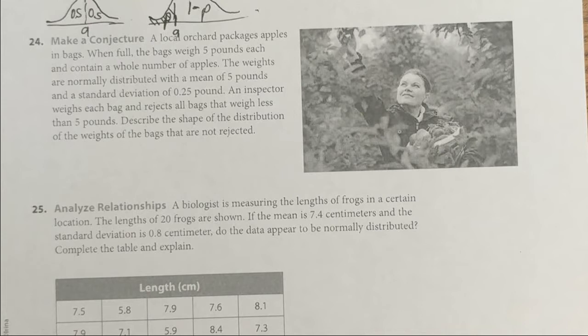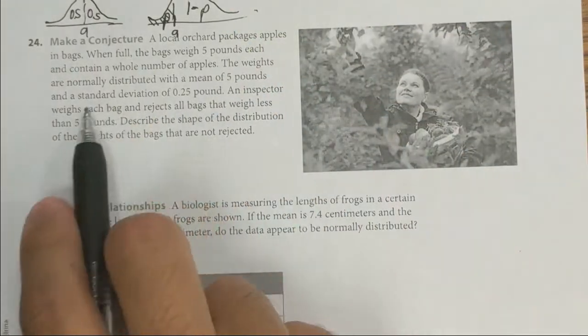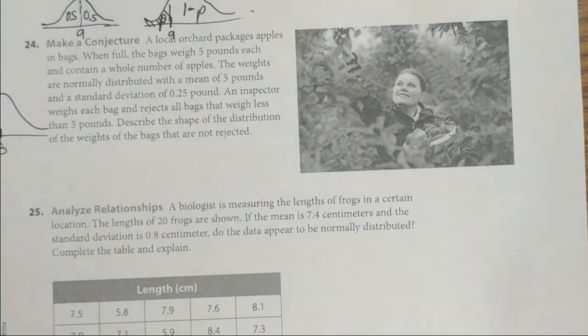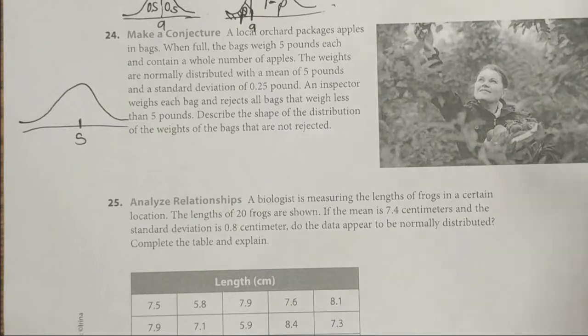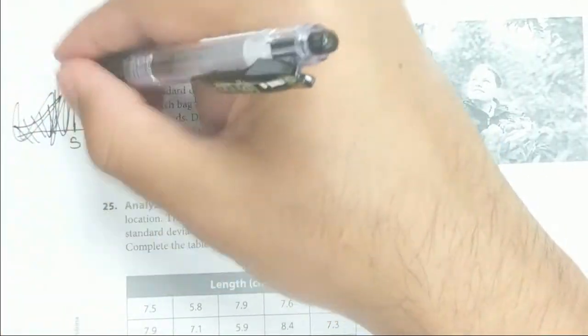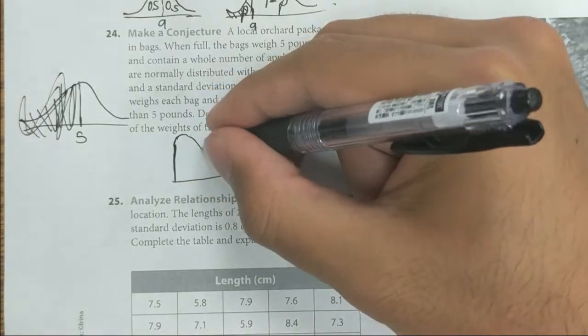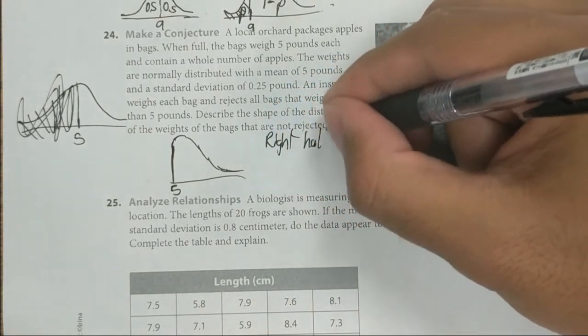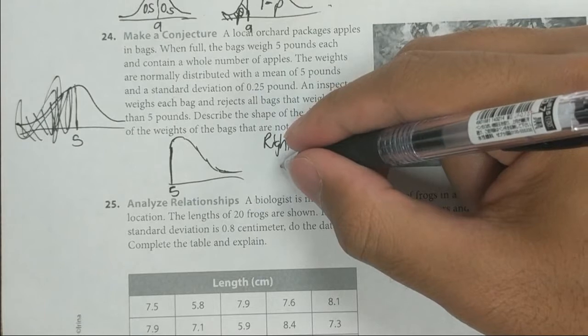Okay, so let's see. We have bags of apples, 5 pounds each. The weights are normally distributed with a mean of 5 pounds, standard deviation 0.25 pound. Inspector rejects all bags that weigh less than 5 pounds. Okay, so it is supposed to be normally distributed, so it would look like this, with mean 5 and standard deviation 0.25. But then an inspector gets rid of all the bags that weigh less than 5 pounds. Okay, so this section is gone. So then it would look something like this. Okay, so this is the right half of the normal curve.